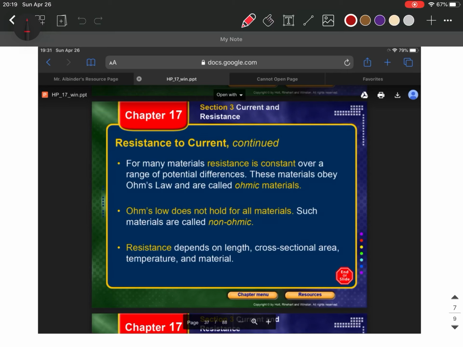So resistance, how much an object, or think about a piece of wire. A piece of wire, electricity goes through it, an electrical current goes through it. Every single wire is going to produce a specific resistance. That resistance depends on many different concepts, such as the length, the cross-sectional area, the temperature, and the material it is made of.